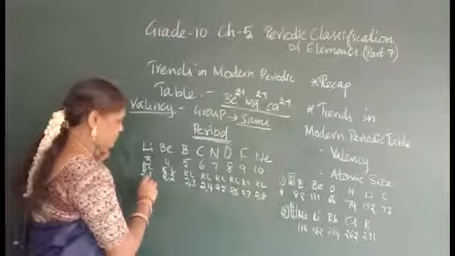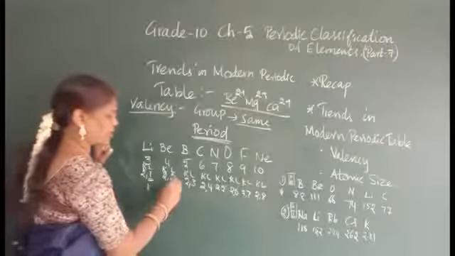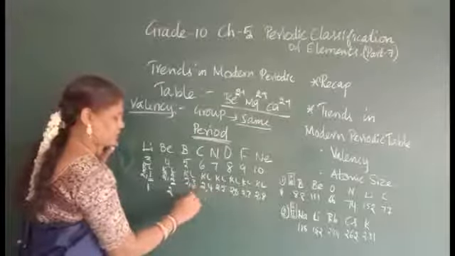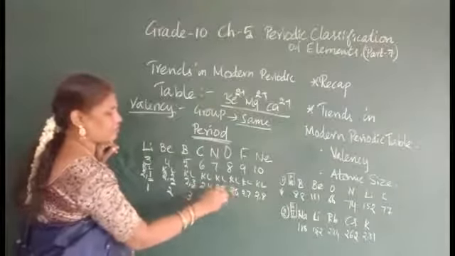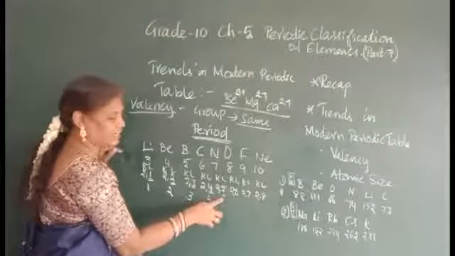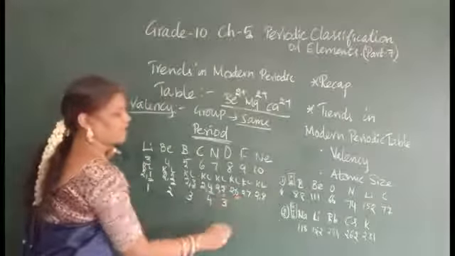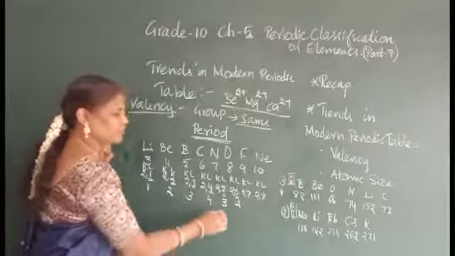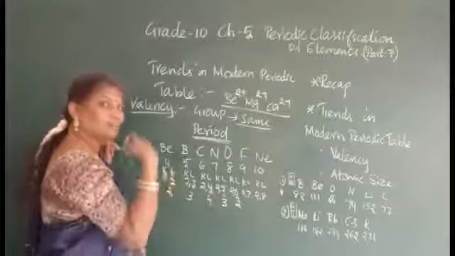Here the valency will be 1. It will lose 1 electron. Here the valency will be 2. Here the valency will be 3. Here the valency will be 4. When you come to this, with 5 electrons, it will gain 3 electrons and the valency becomes 3. Here 8 minus 2, the valency is 2. Can you understand?